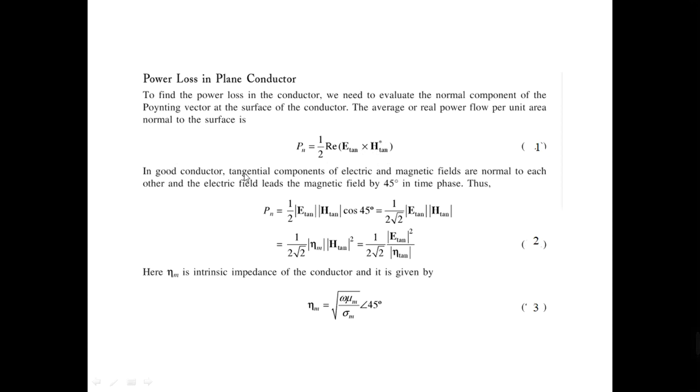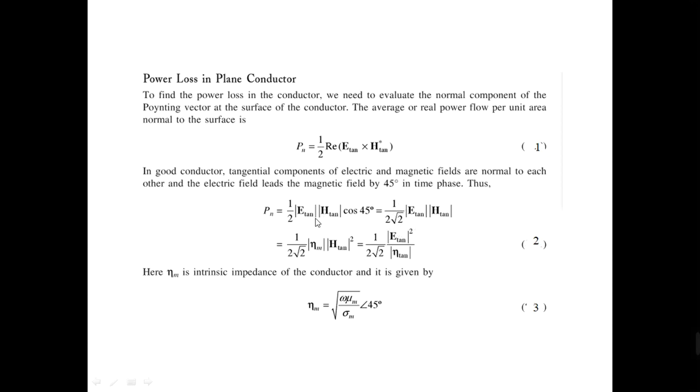Here, in a good conductor, as we saw earlier, the tangential components of the electric and magnetic fields are normal to each other, and the electric field leads the magnetic field by 45 degrees in time phase. So this can be written as Pn is equal to half into magnitude of E tan into magnitude of H tan cos 45 degrees. Okay, cos 45 is nothing but 1 by root 2. So this expression is written as 1 by 2 root 2 into E tan into H tan.